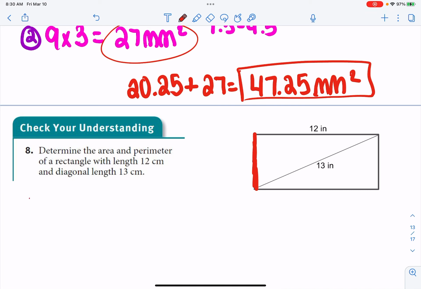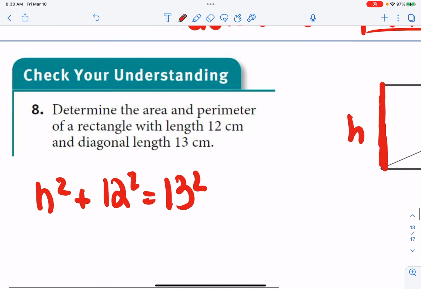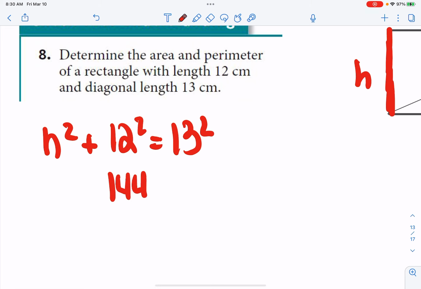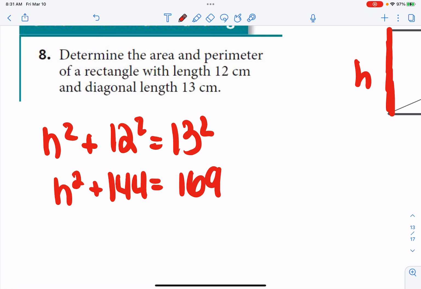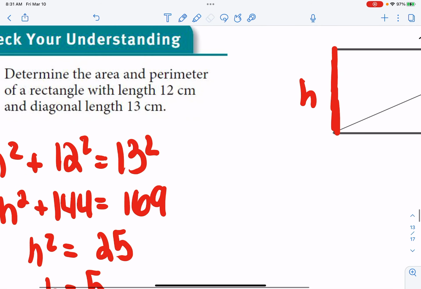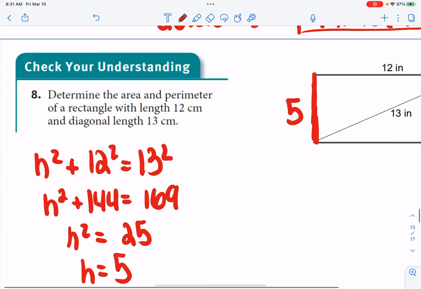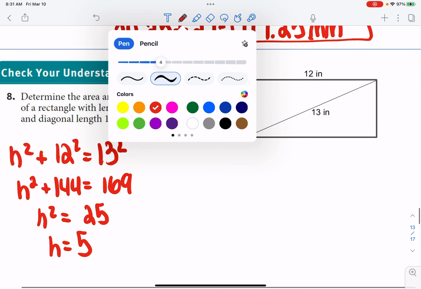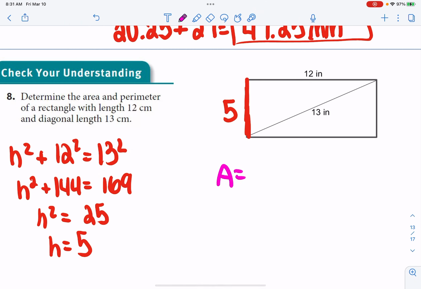Okay, so you're going to have h squared plus 12 squared, because I'm going to need to find this, equals 13 squared. Okay, you're going to get h squared plus 144 equals 169. And that's going to be subtracting 144 from both sides, 25. And so you would get h is 5. Okay, so now knowing h is 5, you can now find the area and the perimeter of that shape. So for the first one, area is going to be base times height or length times width, 12 times 5. That's going to be 60 inches squared.